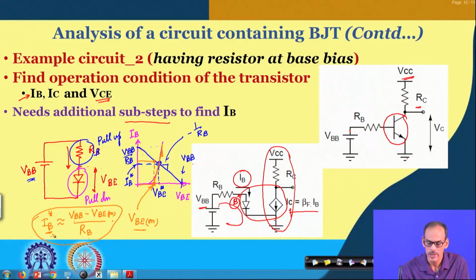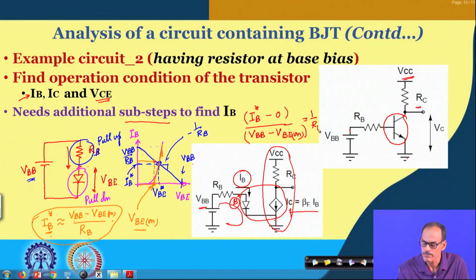So, once you get this approximate IB star, let me just write this equation, where I got it from. If I consider the slope of this line, and I know this point and this point, then the slope of the line is basically the approximate IB star minus the current here, which is 0, divided by the voltage here, that is VBB minus the voltage here, approximately VB on. So, this is nothing but 1 by RB, and from that we obtain this one.